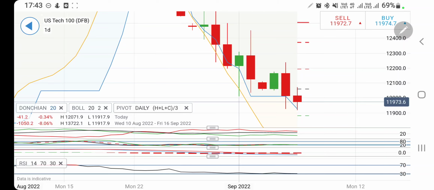11,920 is the first target, then 11,900, 11,880. Be cautious. Below 11,880 we can see a further fall to 11,840 and 11,800. And I will only recommend a buy entry, or a bullish signal, if it successfully trades above 12,050. We can expect 12,080 as the next target, 12,100 the next resistance, and beyond that it will fly to 12,150, 200, 250, 300 levels. So trade with caution in between 11,950 and 12,050. Trade with caution in between these levels. Take your positions accordingly.